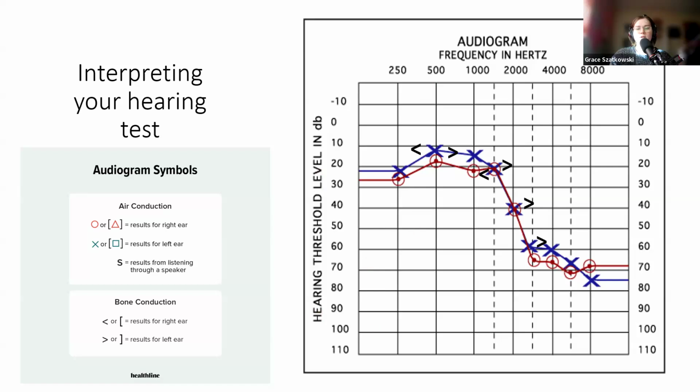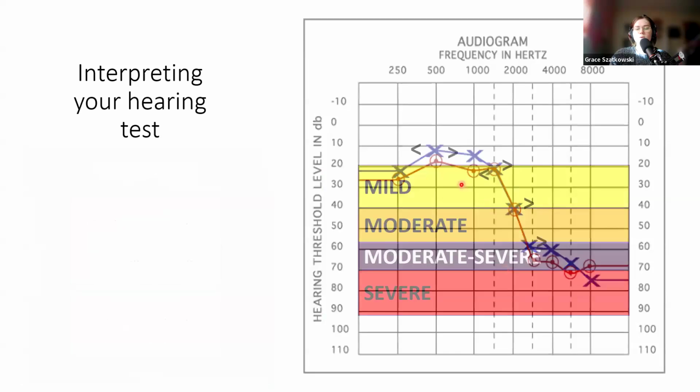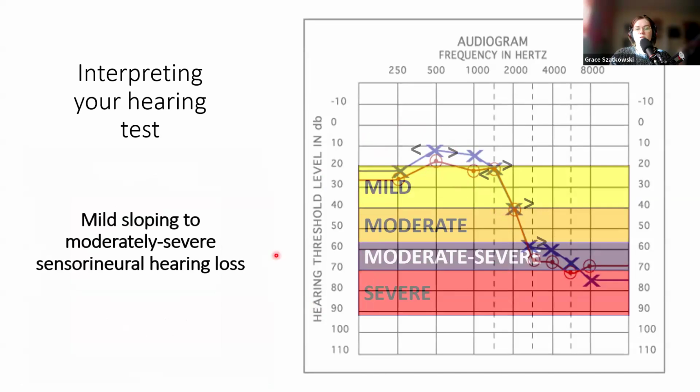So let's interpret this audiogram. If we overlap our categories that we looked at, you can see that this person is outside of that normal range. And they have what we would consider a mild sloping to about a moderately severe sensorineural hearing loss. I hope that is nice and clear for you.